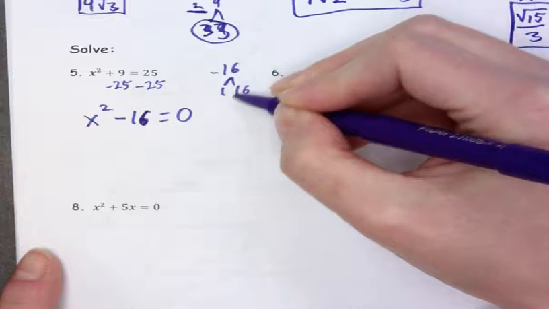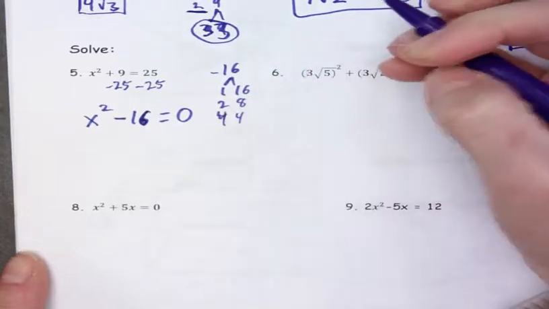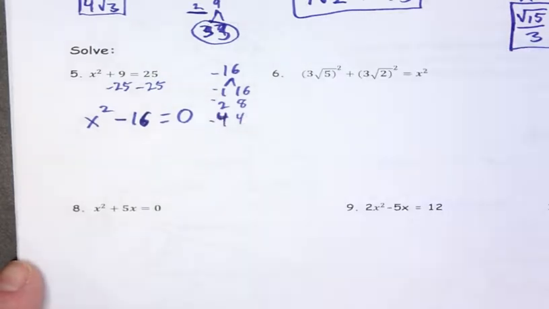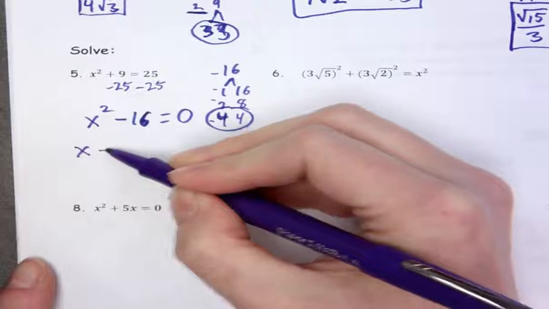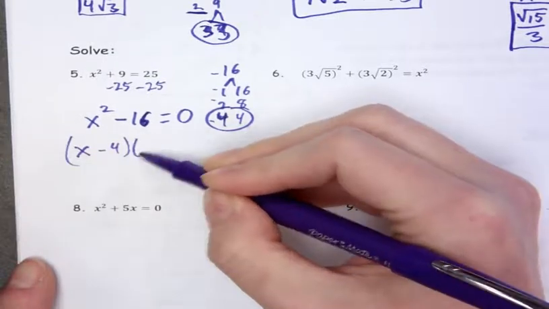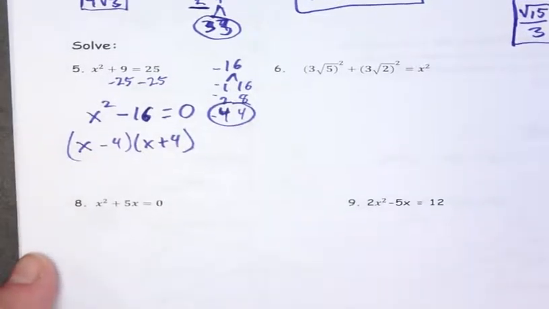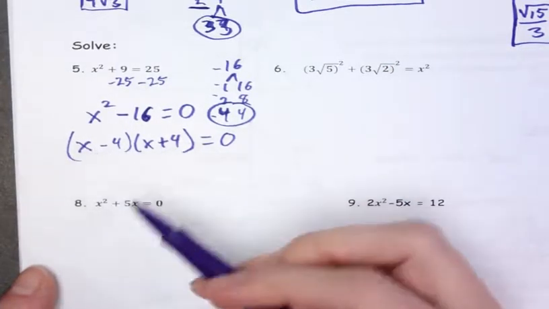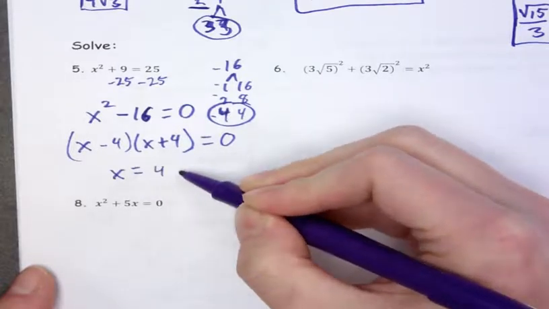Yeah, so 1 and 16, 2 and 8, 4 and 4, right? And for it to be negative, one of them has to be negative. Which of those would cancel out to 0 in the middle? 4 and 4. So that just gives me x minus 4 times x plus 4 equals 0. And so then my answer is just the opposite of those numbers that would make them equal to 0. So x equals either positive 4 or negative 4.